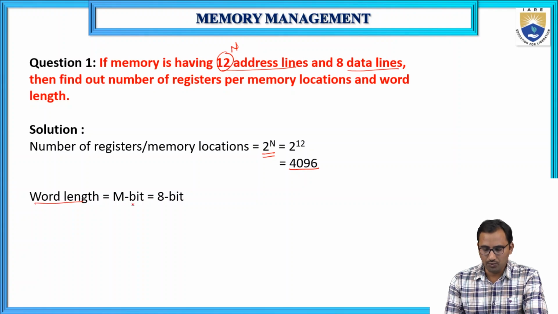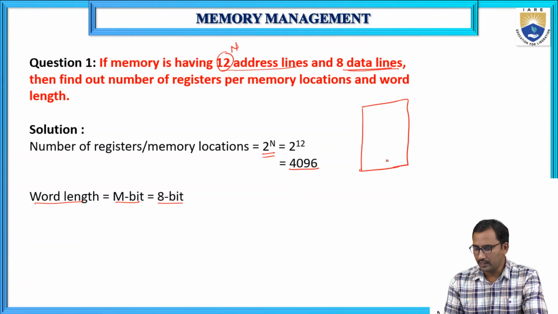And coming to the word length, word length is equal to m bit. Already in the problem statement, this specified 8 data lines. That means the word length is equal to 8 bit.